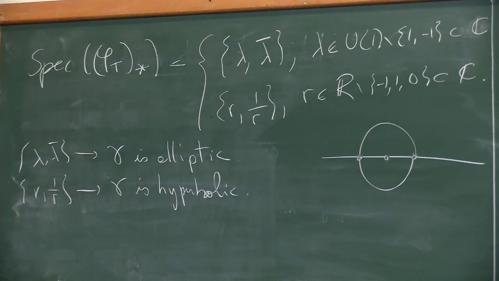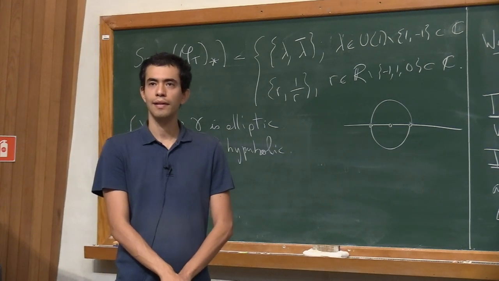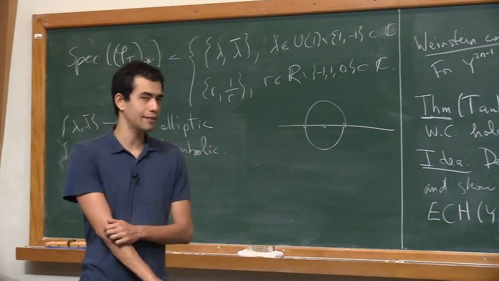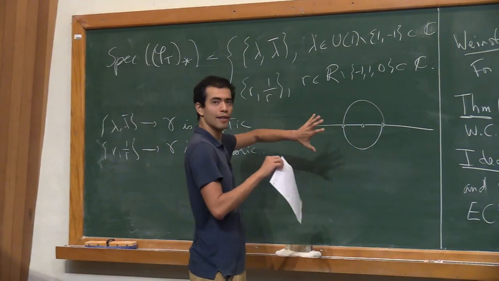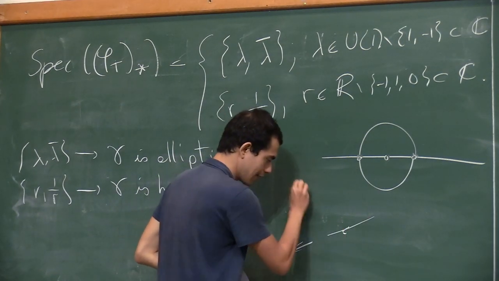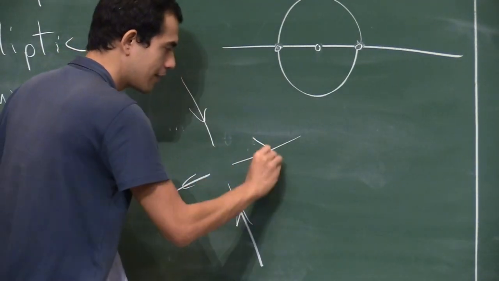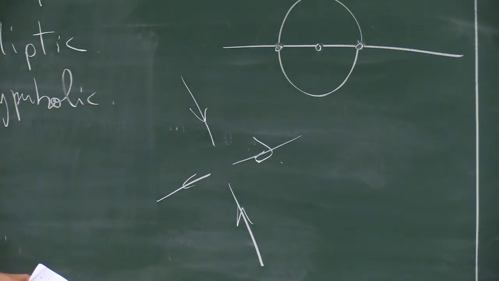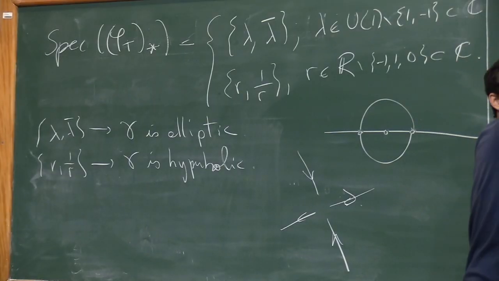Yeah, it's a different way. It's not the elliptic PDE, but it's elliptic because the flow is rotating. When it's hyperbolic, it means that there exist eigenvectors where in one direction it's contracting and in the other direction it's expanding. I guess it's a more classical way of using the words elliptic and hyperbolic.